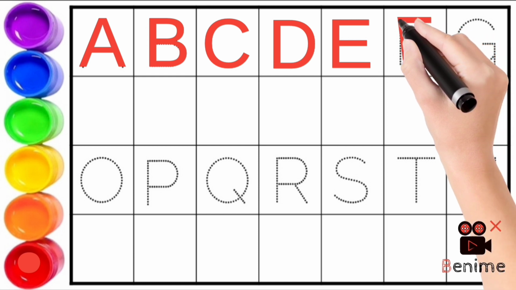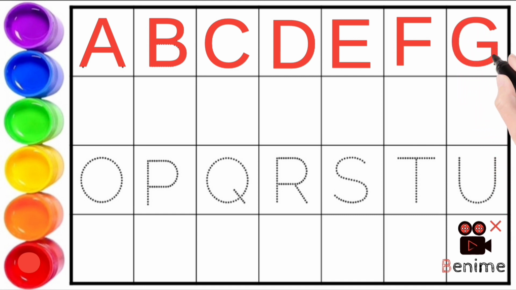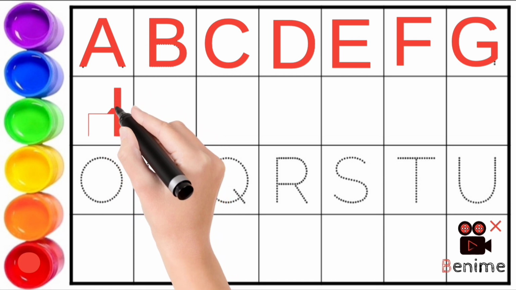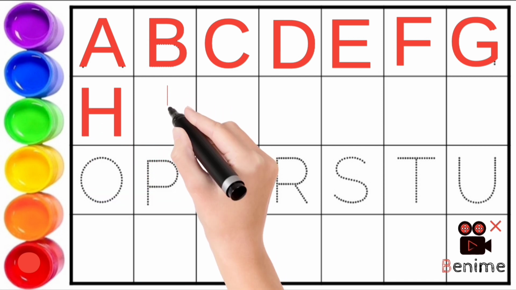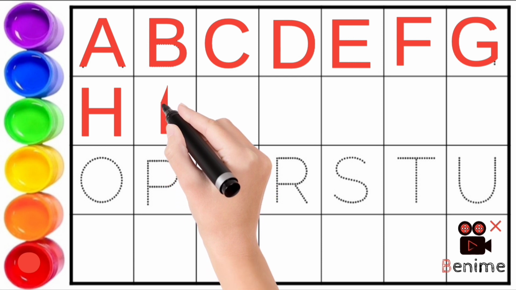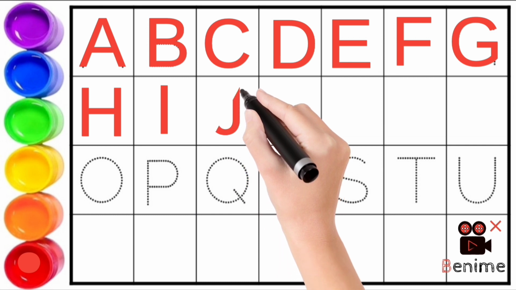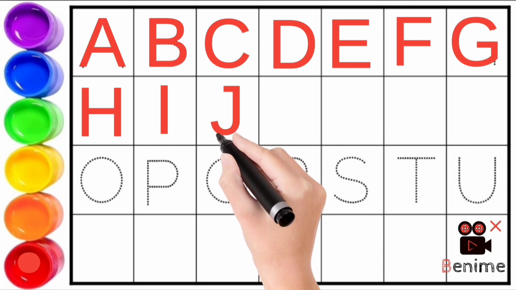F for flag. G for glass. H for hen. I for ink. J for juice.